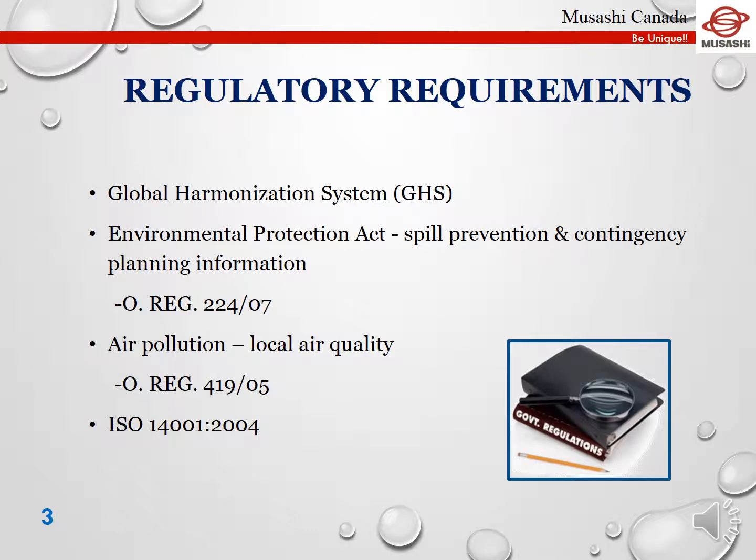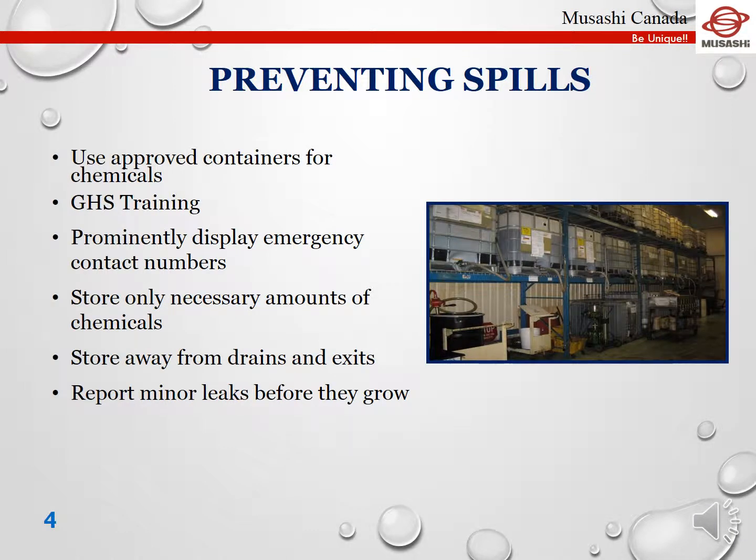Regulatory requirements. GHS, Global Harmonization System. Environmental Protection Act. Spill prevention and contingency planning information. Regulation 224/07. Air pollution, local air quality, regulation 419/05. ISO 14001, 2004.